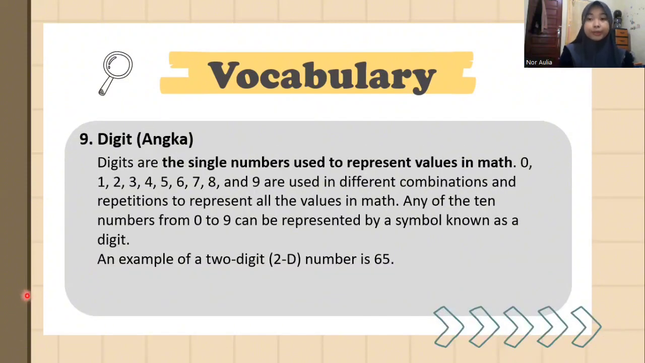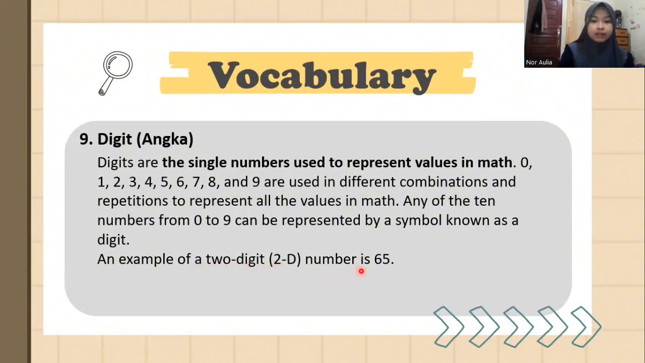Number 9 is digit, or in Bahasa we can say angka. The definition: digits are the single numbers used to represent values in math, like 0, 1, 2, 3, 4, 5, 6, 7, 8, and 9, used in combination and repetition to represent all the values in math. Any of the 10 numbers from 0 to 9 can be represented by a symbol known as a digit. So for the example of digits, we can use 2 digits or symbols like this.